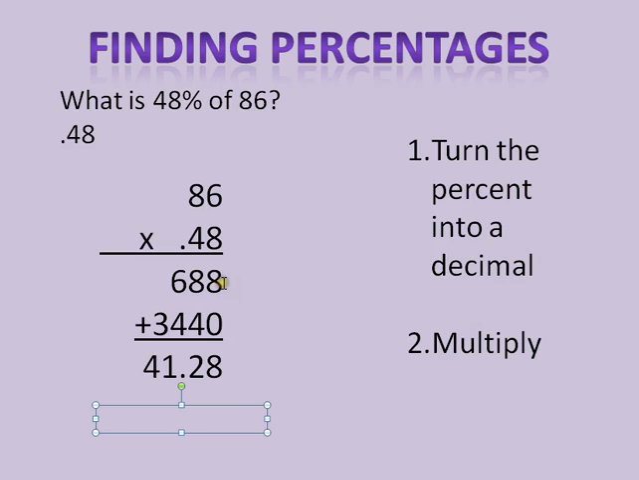Now after I add them up, I have to put the decimals somewhere. So I count up how many places I move the decimal over in both of the numbers in my multiplication problem. So there's no decimal that's been moved over, but over here it's been moved over once, twice. So in my answer, I move it over once, twice. So 41.28, 41 and 28 hundredths. That is 48% of 86.